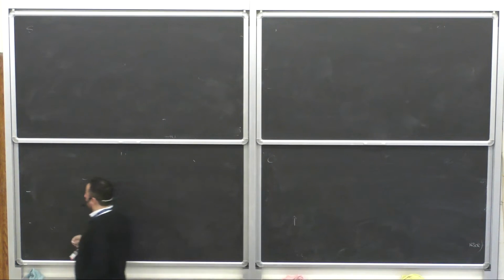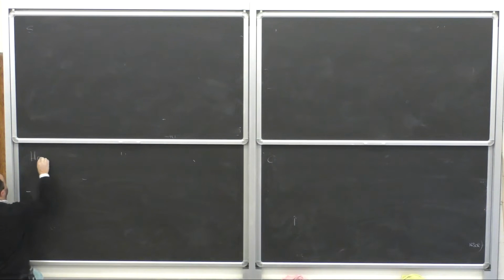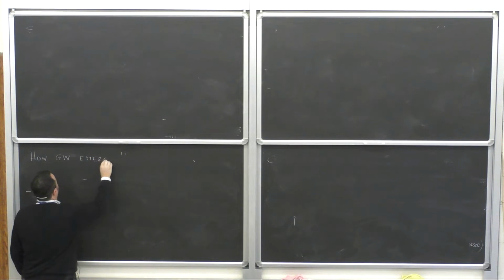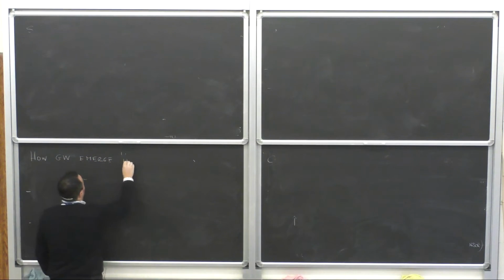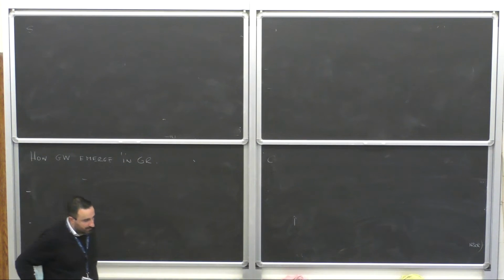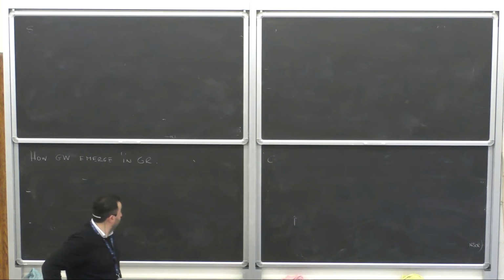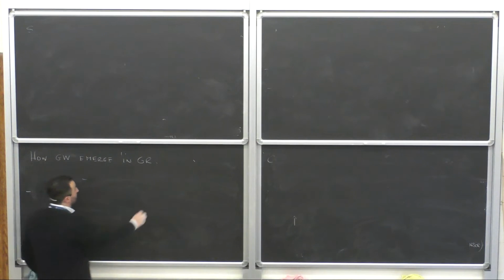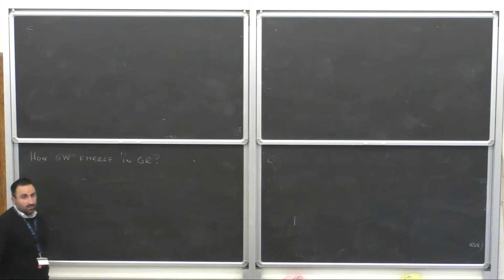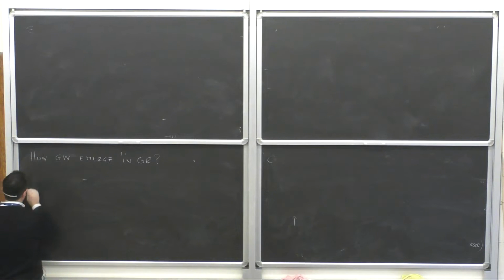So how do gravitational waves emerge in GR? Let's start doing a bit of mathematics. First of all, we need to quantitatively define gravitational waves, because at the moment I was quite qualitative.